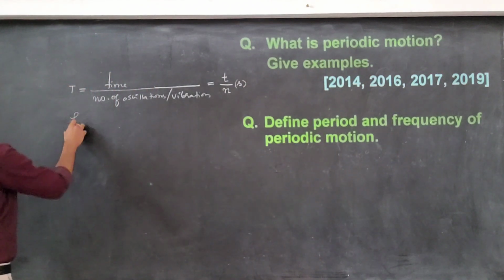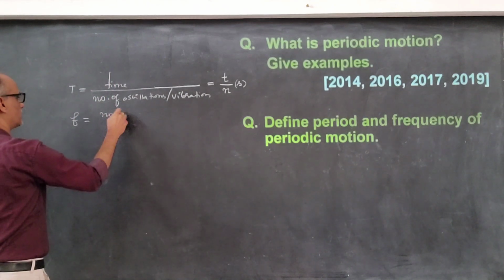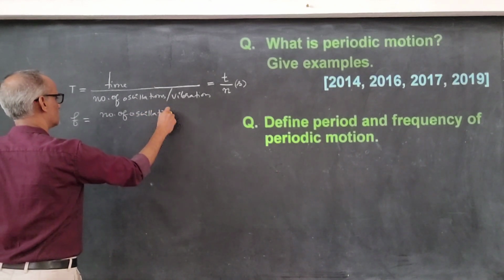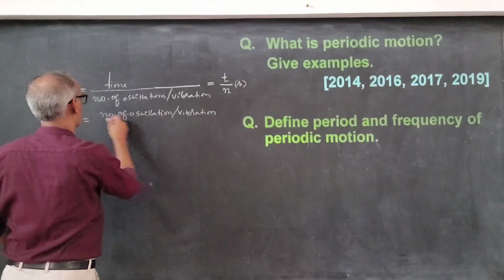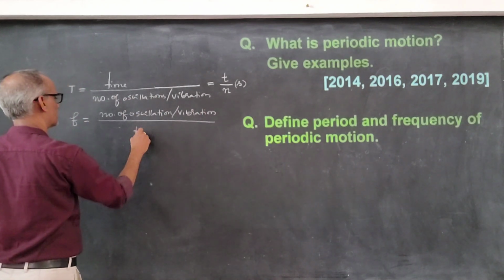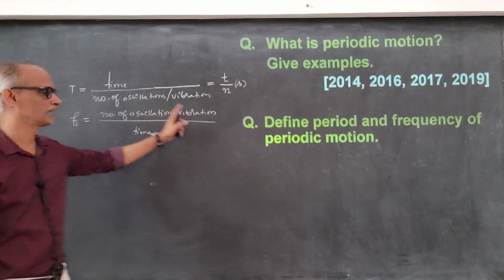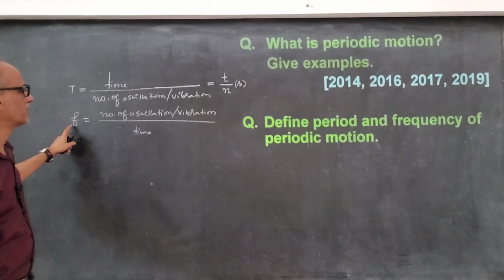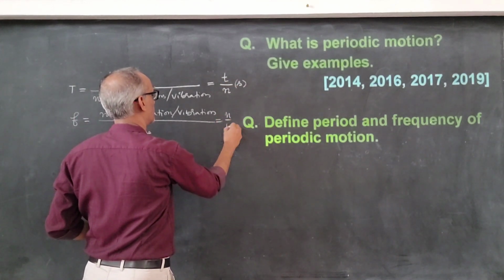How to find frequency? Frequency is exactly the opposite. It is the number of oscillations or vibrations divided by the time taken. That means the number of oscillations completed in 1 second is called the frequency of oscillation, which is exactly n by t.